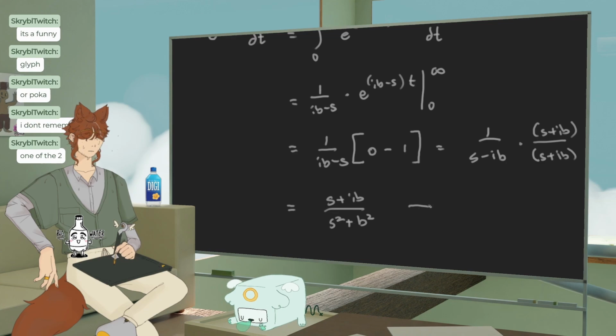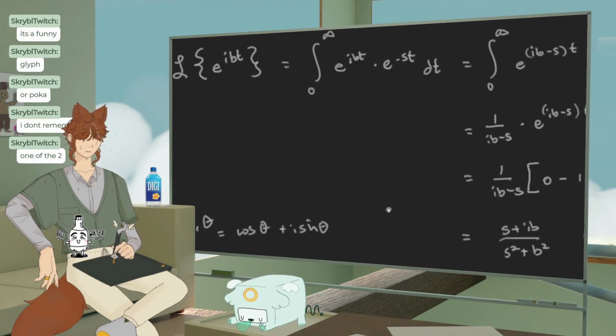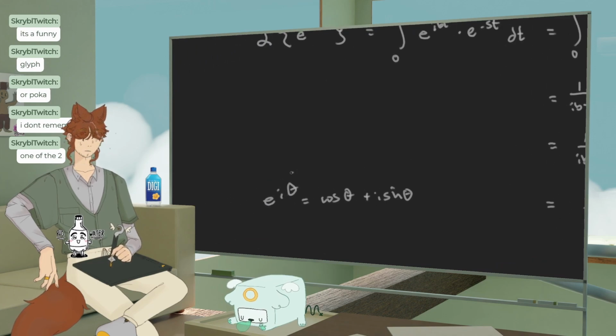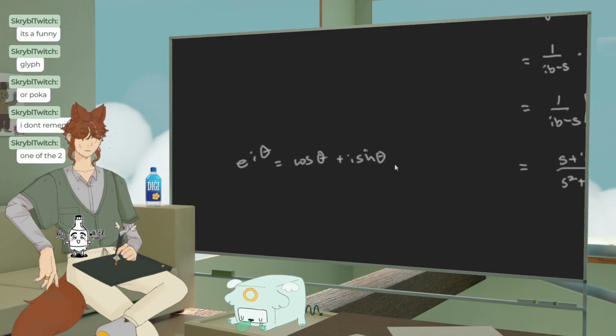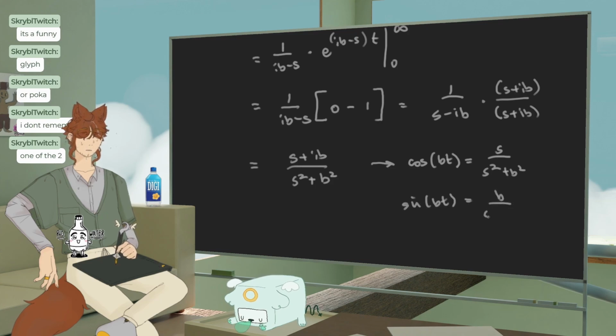And so cosine of bt, and this is based off of e to the i theta equals cos theta plus i sine theta. So what we're saying is instead of theta, it's b. We're trying to get to cos theta plus i sine theta. So our cos theta is this part, because that's the real part: s over s squared plus b squared, and sine bt equals b over s squared plus b squared, which is nice.